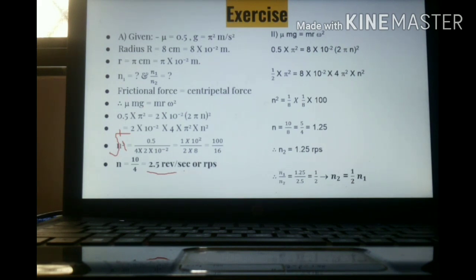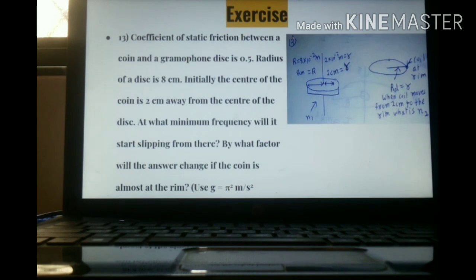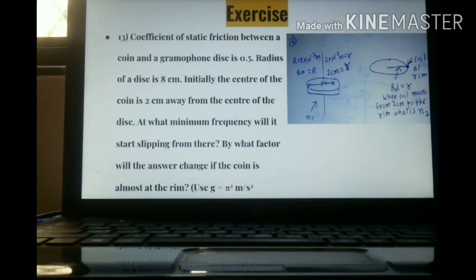You can check it in your textbook. Your textbook's answer is also the same. So this is n1. N1 means when the coin is placed at a distance of 2 centimeter from the axis of rotation. Now the next condition: when this coin is taken almost to the rim, this is the rim. So the coin is taken from here to here. The distance from the axis of rotation will now be the same as the radius of this gramophone. The radius of this gramophone is 8 centimeter. So the coin is now placed at a distance of 8 centimeter.